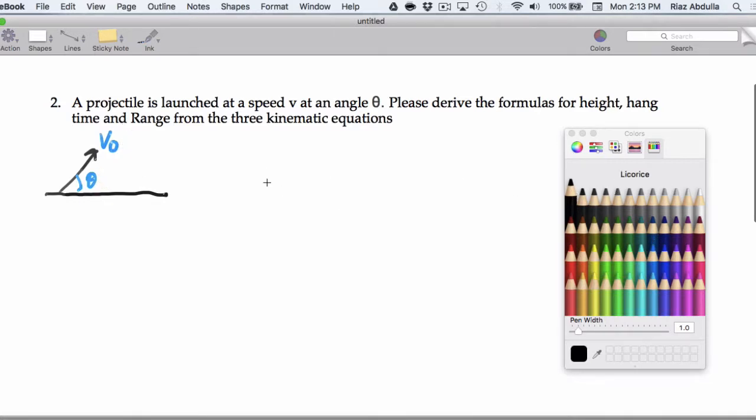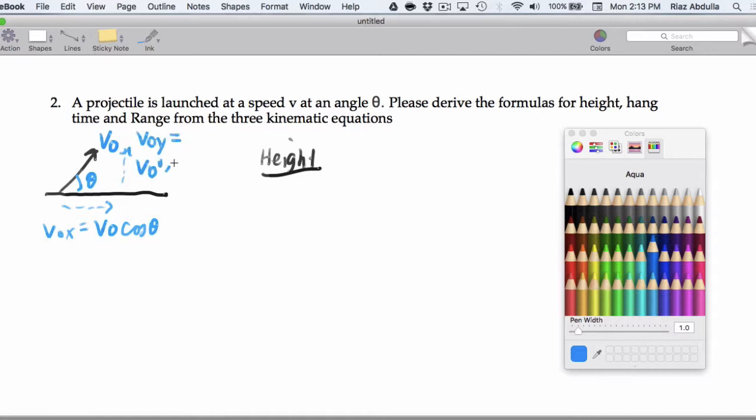So let's begin by getting the height. To get the height, I'm going to use the following formula. And I'm going to note here that v0 in the x direction is v0 cosine of theta, and v0 in the y direction is v0 times the sine of theta. So when we go ahead and get the height, we're going to use the following formula from the AP formula sheet, which is v squared is v0 squared plus 2a times x minus x naught.